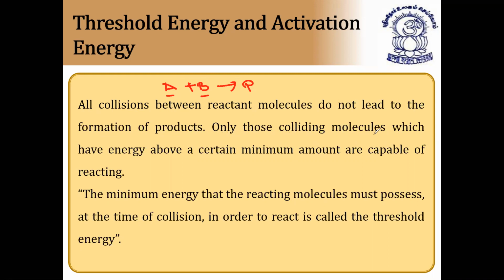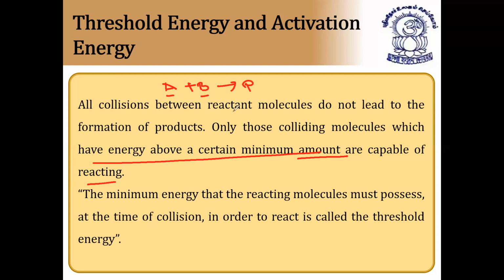Only those colliding molecules which have energy above a certain minimum amount are capable of reacting. So the minimum energy that the reacting molecules must possess at the time of collision in order to react is called threshold energy. When they start colliding with each other, they develop certain energy, and that energy is called threshold energy. After attaining the value of threshold energy, whatever collisions A and B make will lead to the formation of products. Otherwise, their collisions are not fruitful. Not fruitful means they are of no use.